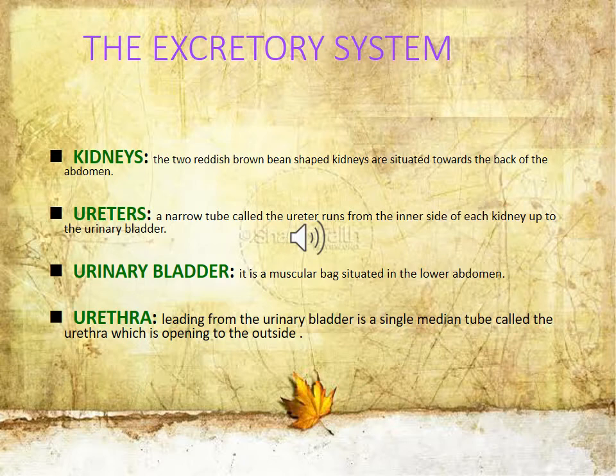Next, the ureters. The ureters are narrow tubes that run from the inner side of each kidney up to the urinary bladder. So what is urinary bladder? It is a muscular bag situated in the lower abdomen. And the last one is urethra. Urethra starts from the urinary bladder and it is the opening to the outside.